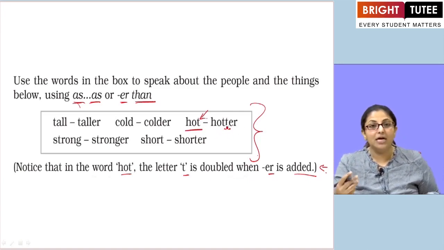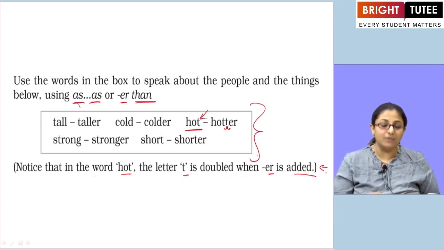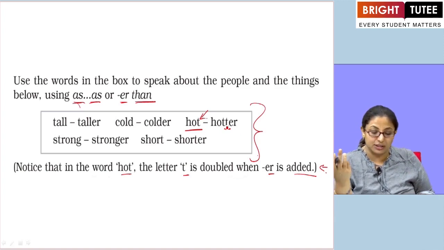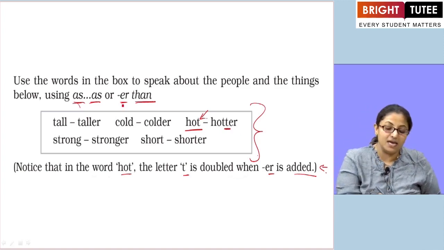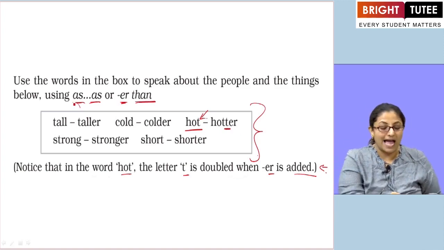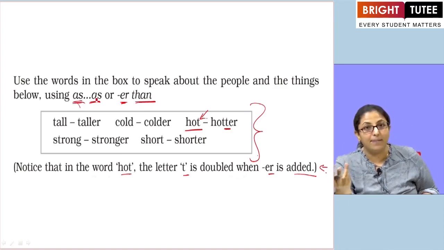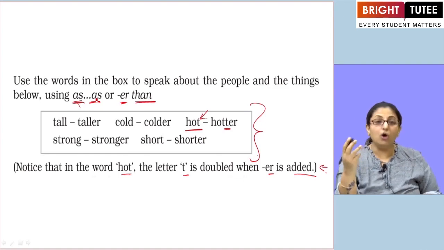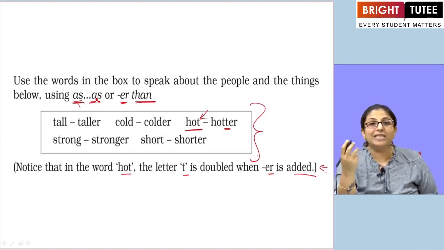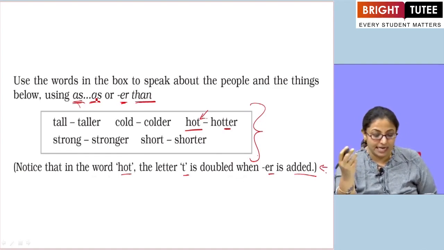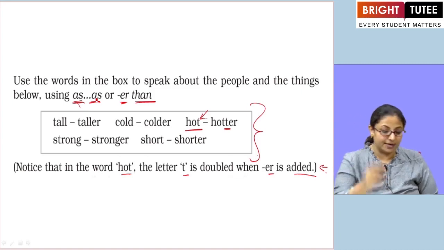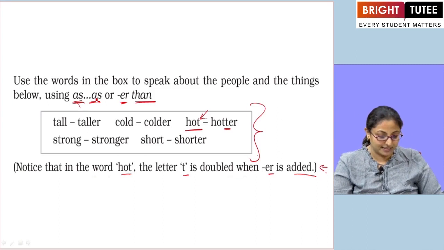So, T becomes double. What we have to do is see the degree of comparison, where we have to add er than or as when we are comparing two things. Also, let me tell you, we use as to compare things that are the same in some manner. Alright, so let's do the exercise.